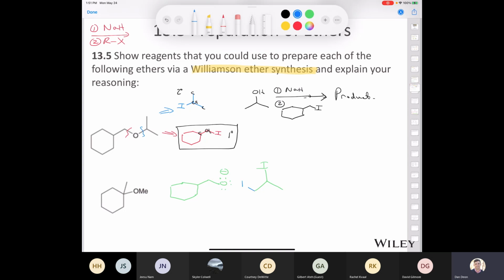This goes back to chapter 7. If you don't believe me, look at chapter 7. This is figure 7.20, I think it is in your book. I don't remember exactly, but figure 7.20, there's a whole table about this. And what you would get here is you would actually get mostly elimination. So you'd mostly end up getting this, okay? And you'd regenerate the alcohol. So it's not very useful.